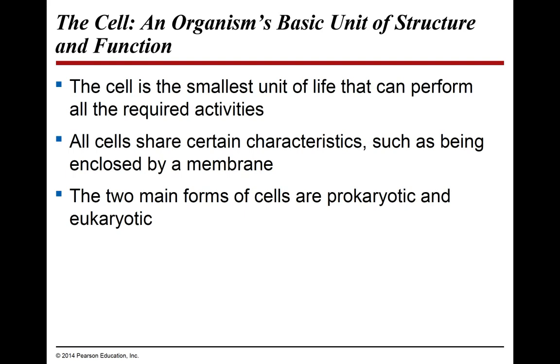One of them is being enclosed by a membrane. Every single cell has a cellular membrane. Think about a water balloon. You couldn't have a water balloon if you didn't have the balloon. You would just have a handful of water, right? You have to have something that encloses the water or the cytoplasm and all of the organelles in a cell, right? So every single cell, the basic unit of life, has a cellular membrane. That is one of our characteristics of life, okay? The two main forms of cells that we know about so far are prokaryotic cells and eukaryotic cells. So we're going to talk about the similarities and differences between those.